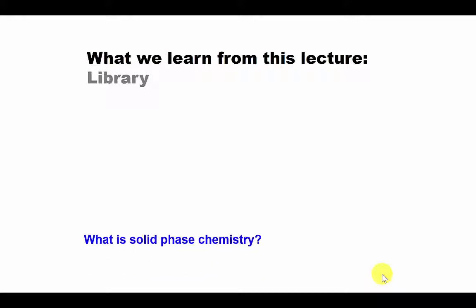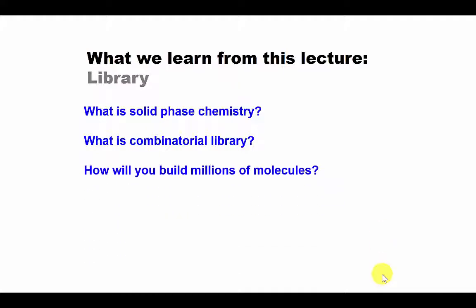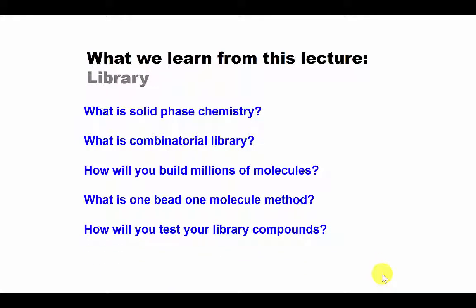In library lecture, the first topic is what is solid phase chemistry? And then we are going to learn what is combinatorial library. And using that concept, how can you build millions of molecules in your library? The key concept is one bead, one molecule method. After you make such a huge library, the next question will be how will you test those library molecules? After that, we are going to study also the biological library, not only chemical library.